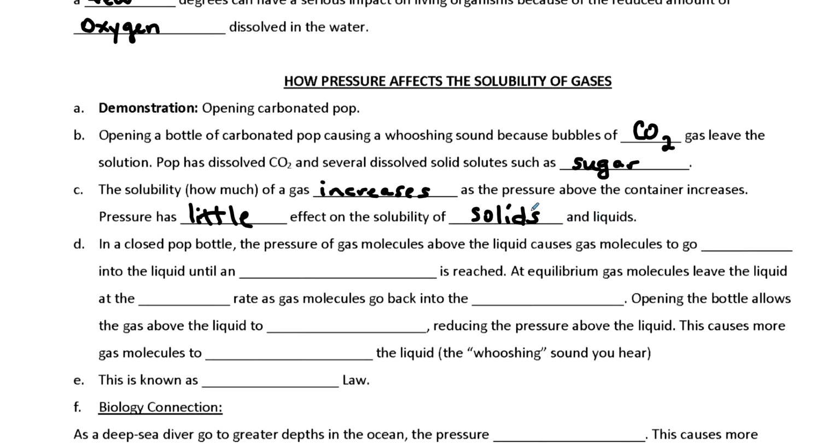But with gases, pressure has a really large effect on their behavior. Increasing pressure just means you're now forcing those gas particles closer together, and in doing so, you can change a lot of their characteristics. So in a closed pop bottle, the pressure of gas molecules above the liquid causes gas molecules to go back into the liquid until an equilibrium is reached.